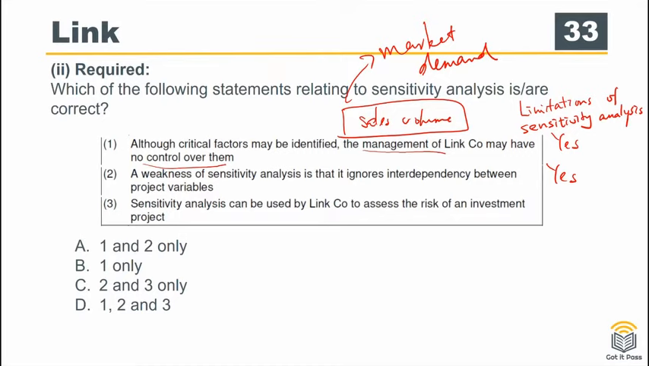So it's the weakness of sensitivity analysis, because it only identifies one variable to test each time. Okay, so it ignores the different variables' interdependency.